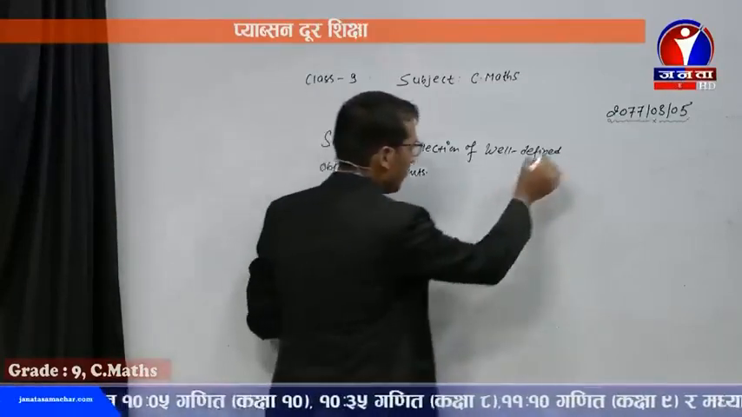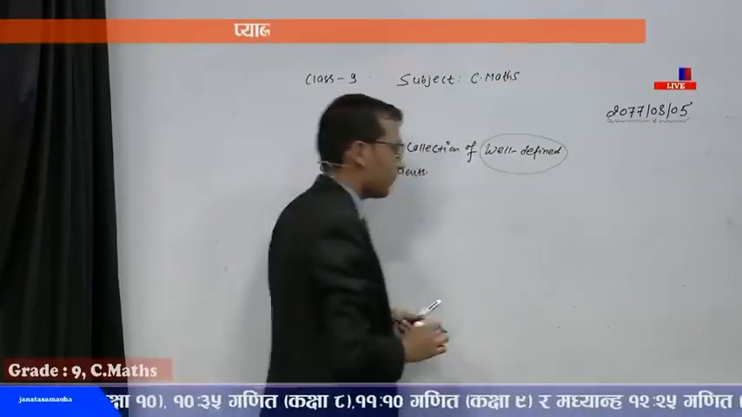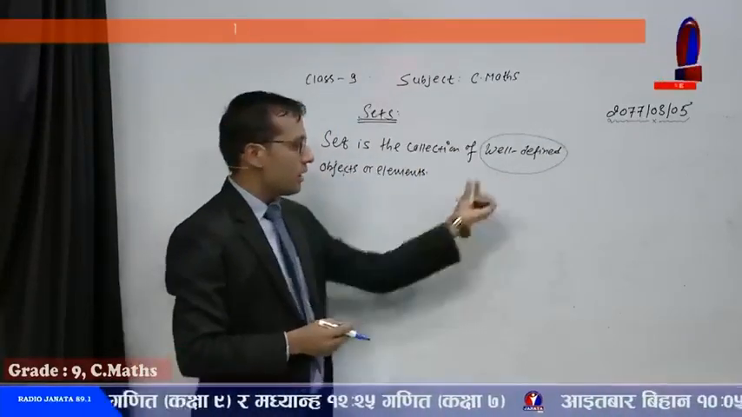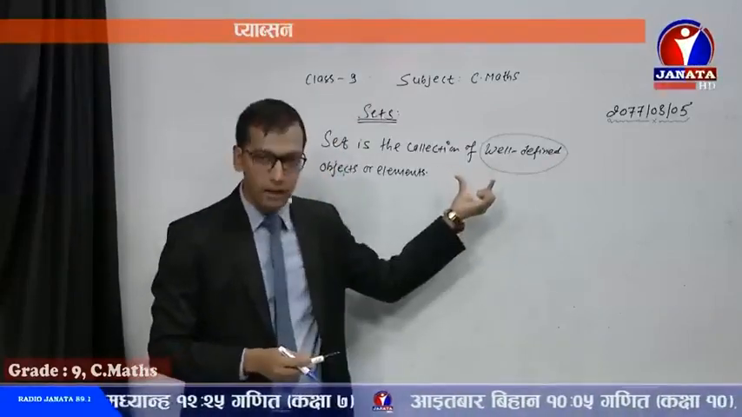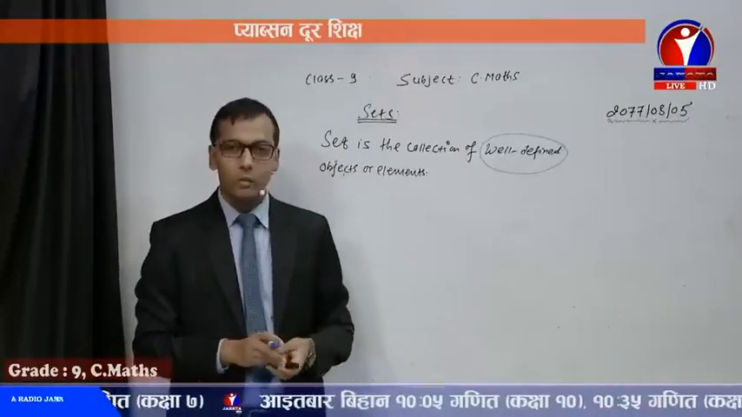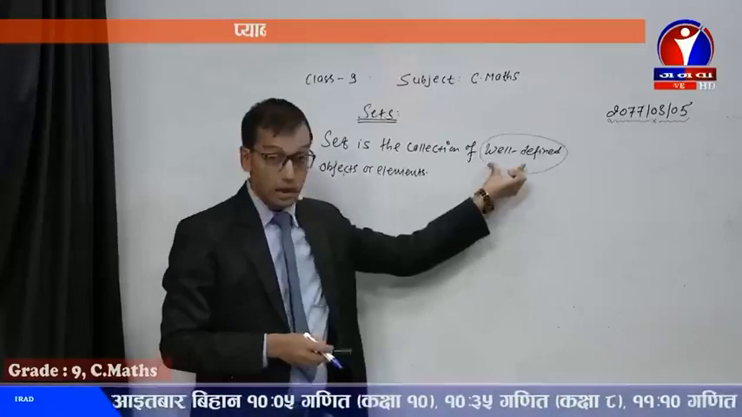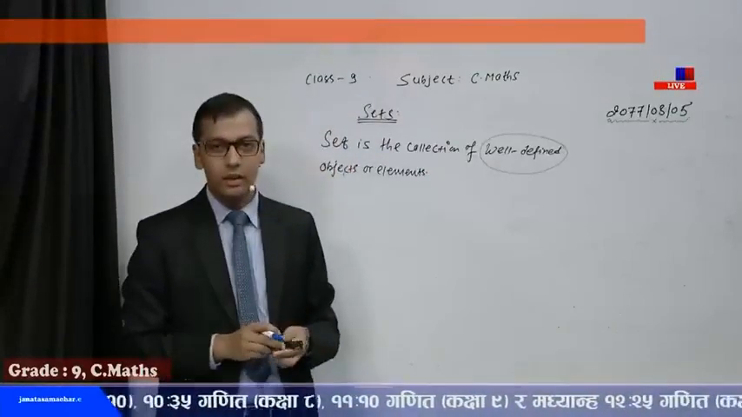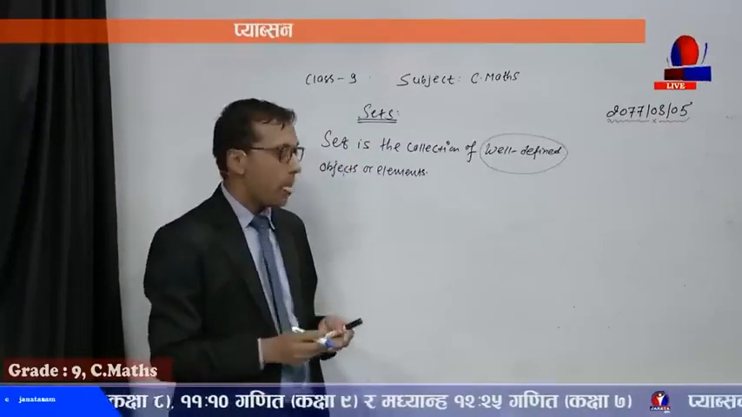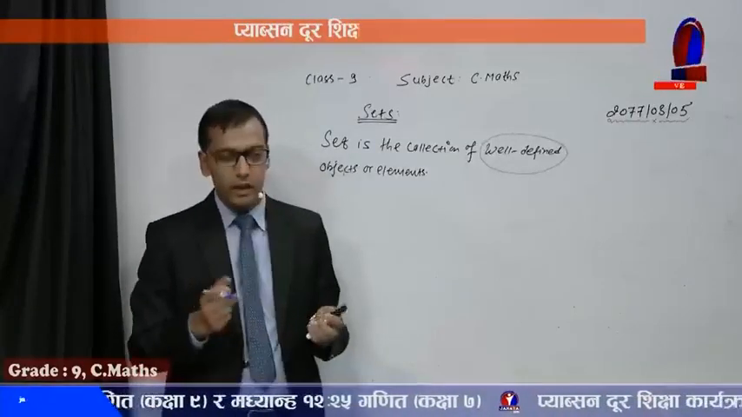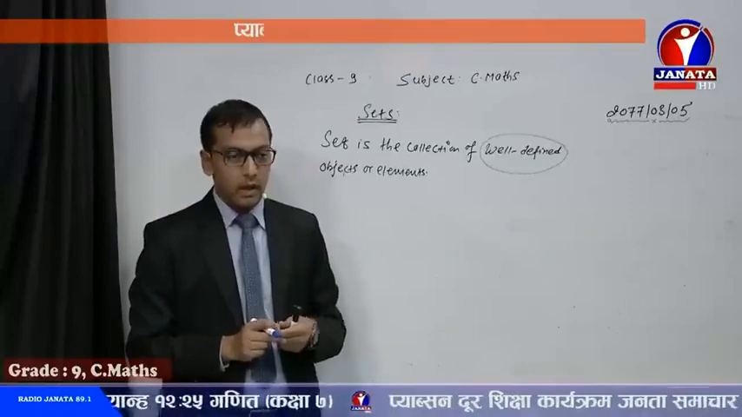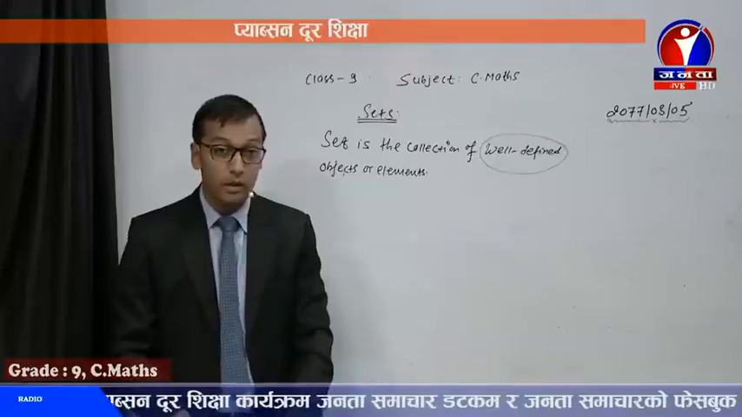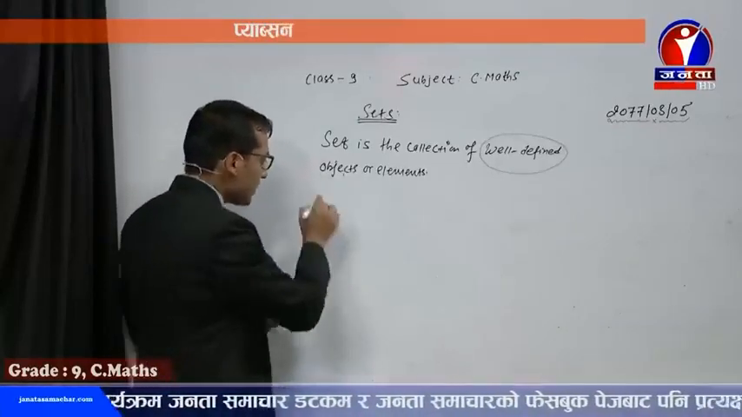Let me encircle a word over here. This is well-defined. Now, what is the meaning of this? What is well-defined? This word plays a vital role. This word is very important in sets. To make you clear, normally, what is well-defined? Well-defined is clearly defined. Let me take some examples to make you clear what a set is. First example I'm taking here.